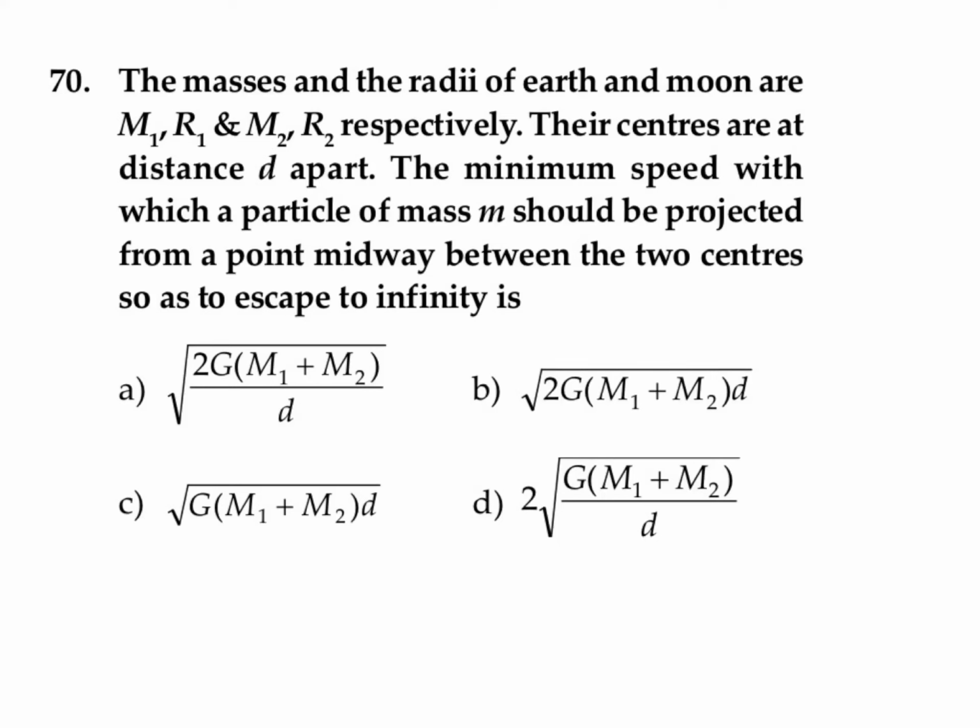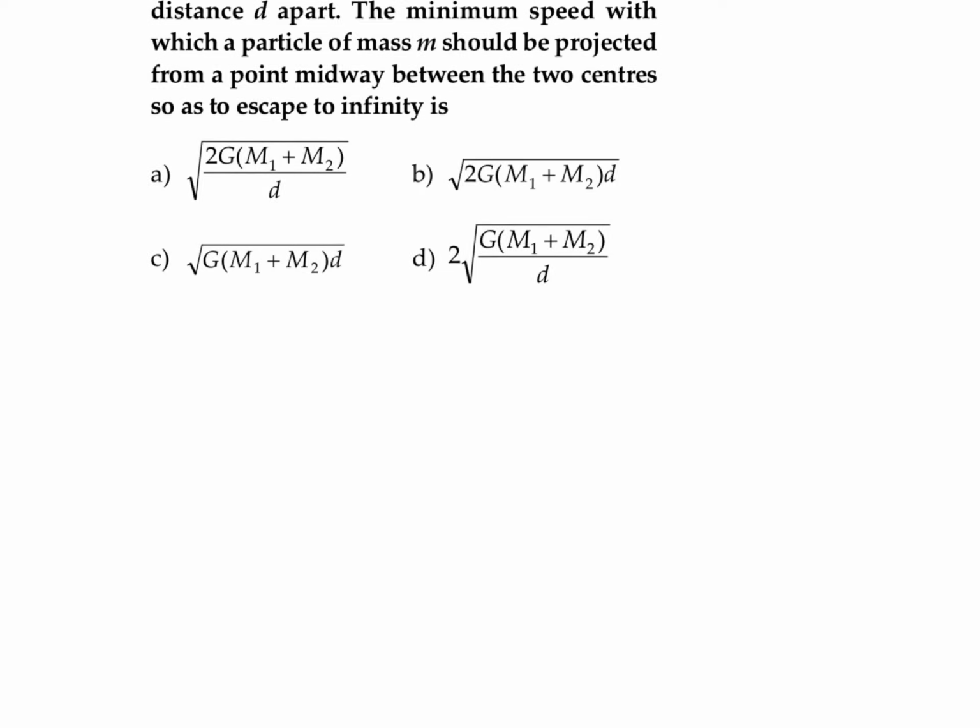In this question it is given that the masses and radii of Earth and Moon are m1, r1 and m2, r2 respectively. Their centers are at a distance of d apart. The minimum speed with which a particle of mass m should be projected from a point midway between the two centers so as to escape to infinity.